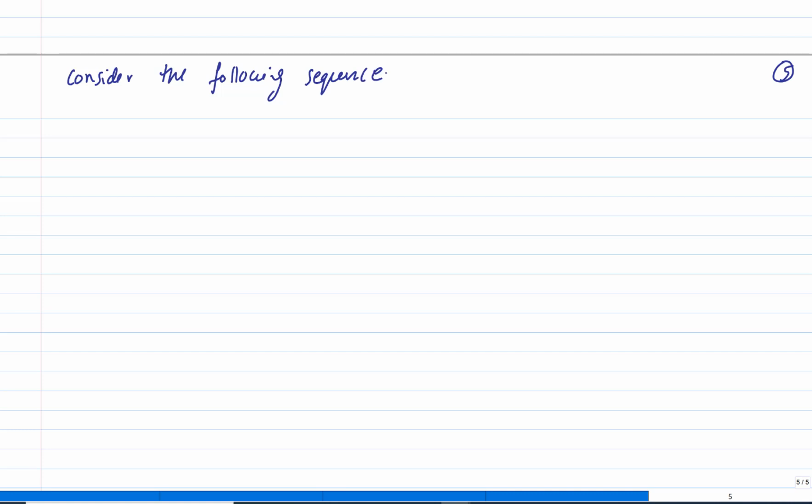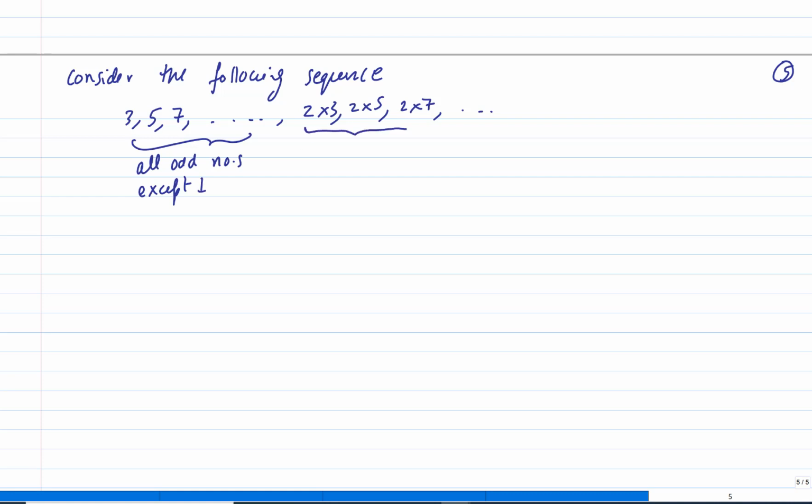Sequence: 3, 5, 7, 2 into 3, 2 into 5, 2 into 7. So I'm taking all the odd numbers except 1. Then I multiply all odd numbers except 1 by 2.